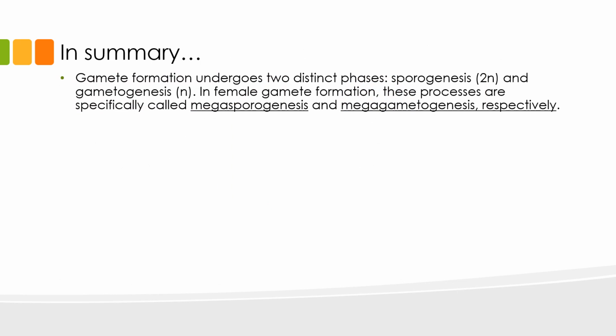To summarize, the sexual reproduction of plants requires the development of gametes in the form of sperm and egg. Without the formation of both gametes, the plants will not be able to complete their life cycle. Gamete formation undergoes 2 distinct phases, sporogenesis and gametogenesis. In female gametogenesis, these 2 processes are specifically referred to as megasporogenesis and megagametogenesis in reference to the relatively bigger size of the egg cell relative to the sperm.